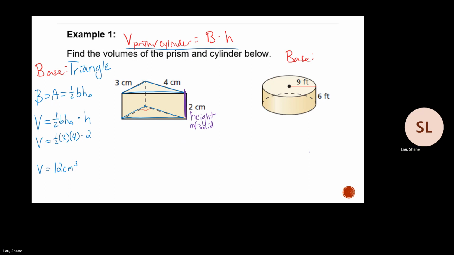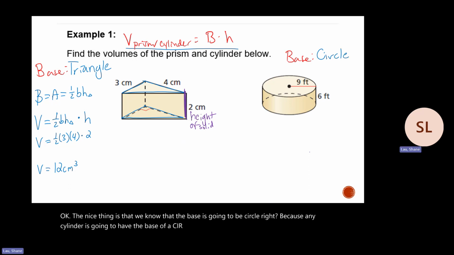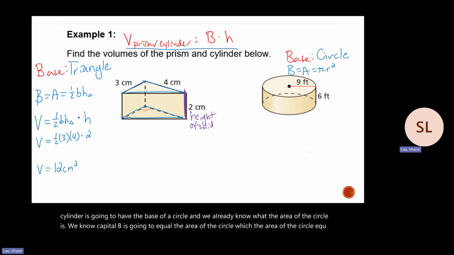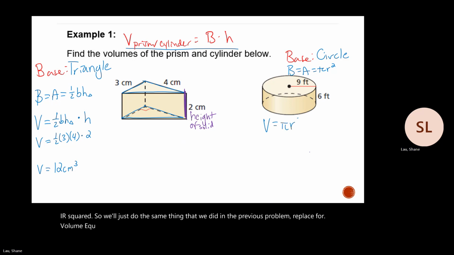The cylinder is going to be very similar. The nice thing is that we know the base is going to be a circle, because any cylinder has a base of a circle. And we already know the area of the circle. We know capital B is going to equal A, the area of the circle, which equals pi r squared. So we'll do the same thing that we did in the previous problem and replace for volume. Volume equals pi r squared times height.